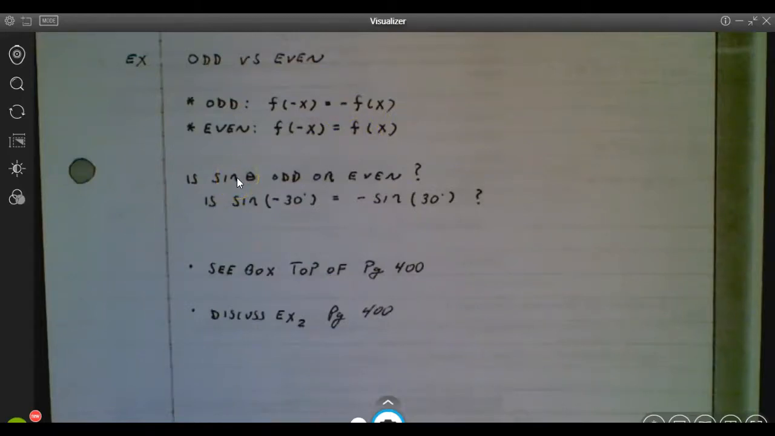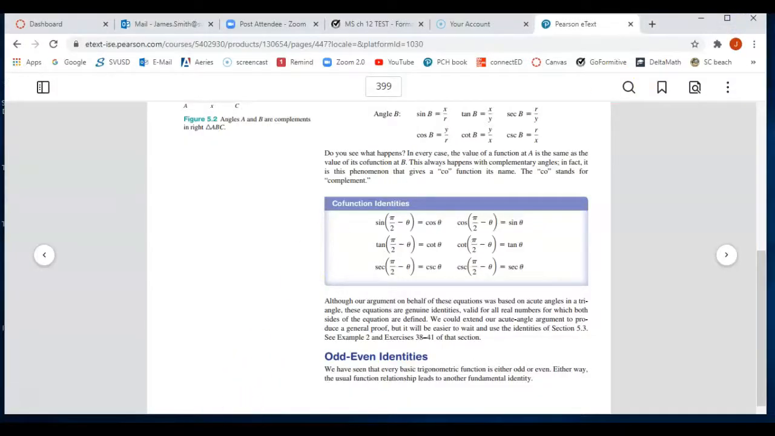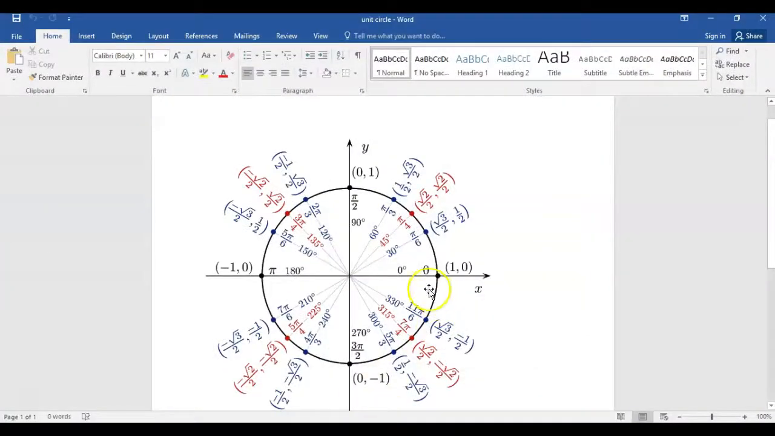So, is sine odd or even? So if I'd said, what is the sine of negative 30 degrees? Does that equal the same thing as the negative sine of 30 degrees? Right? So right here I have just plain old 30 degrees. So if we took a look at sine 30, we go back to our unit circle here. All right, so here's our sine value at 30 degrees.